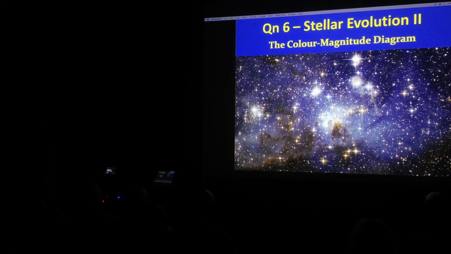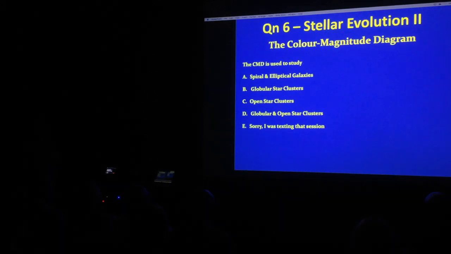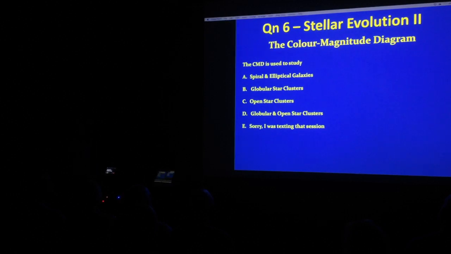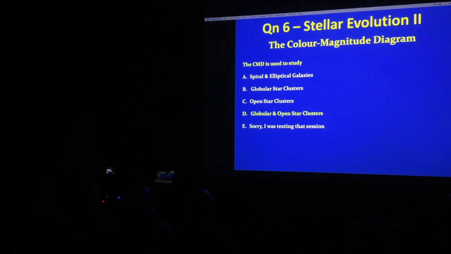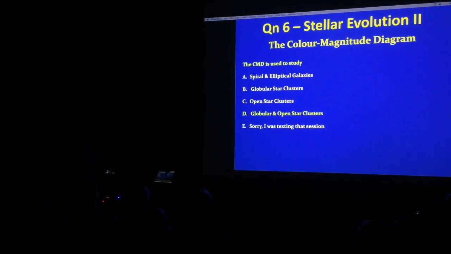Okay, so the colour magnitude diagram is used to study spiral elliptical galaxies, globular star clusters, open star clusters, globular and open star clusters. Who says it's up to E? It's globular and open clusters. So the answer was D.